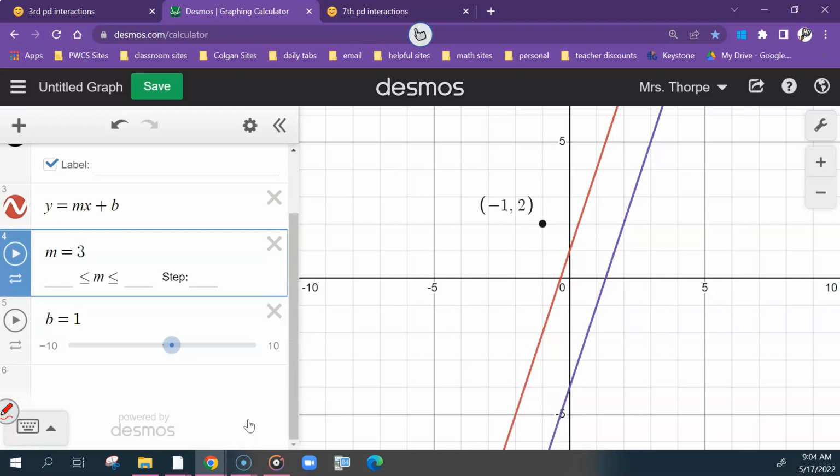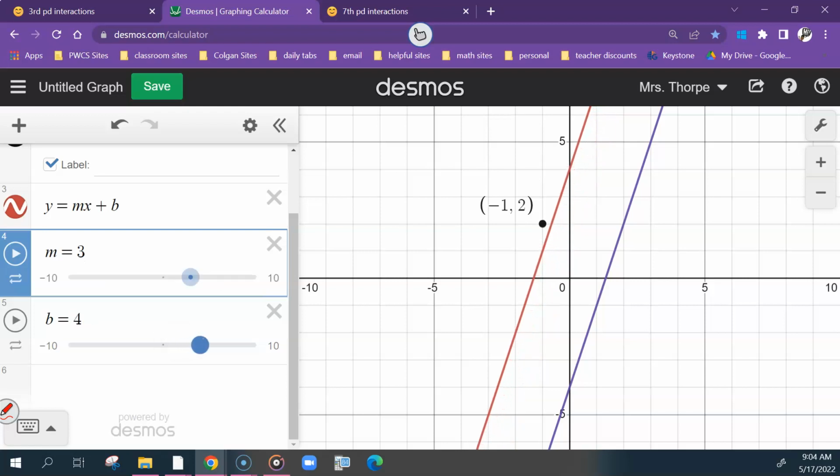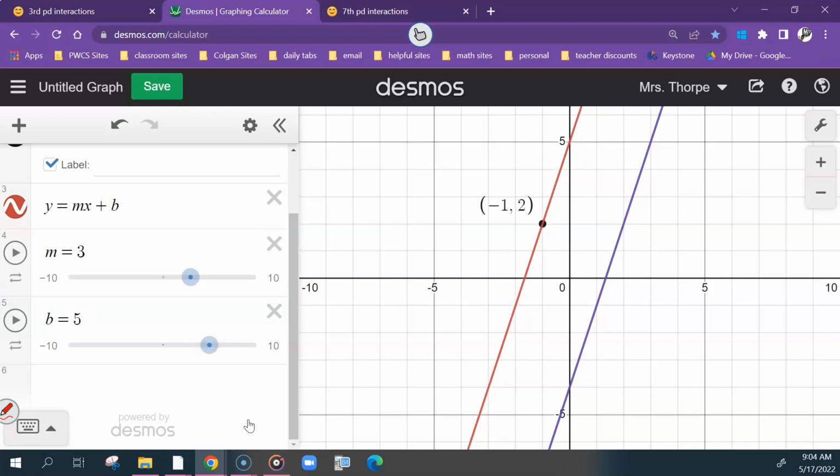And then I need this to go through that point. So I'm going to just start moving it until it goes through that point. Try to use whole numbers if you can. So my equation would be y equals 3x plus 5. And then you would do the same thing for the perpendicular ones as well. On the next page.